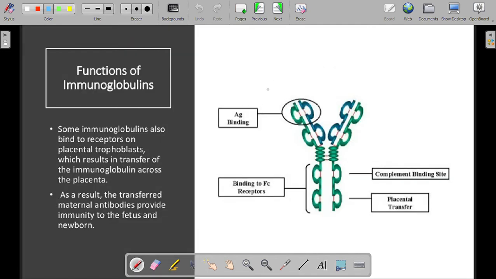Some immunoglobulins also bind on the placental trophoblast, which results in transfer of immunoglobulin across the placenta. As we already know, this is IgG. As a result, the transferred maternal antibodies provide immunity to the fetus and the newborn baby at the time of birth or during the pregnancy. So this is the antigen binding site, this is binding to the Fc receptor, this is the complement binding site, and this is involved in the placental transfer. What is this? This is the IgG antibody.